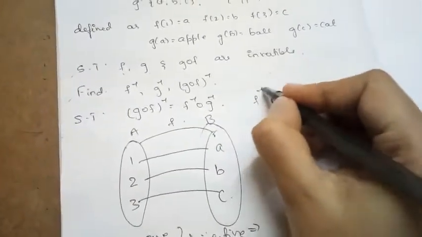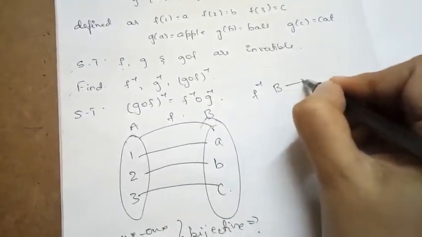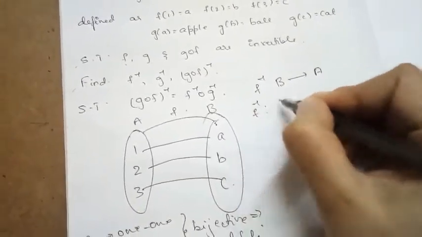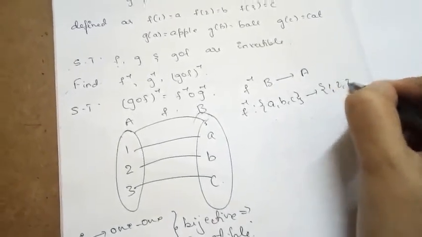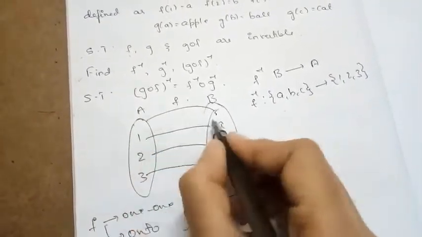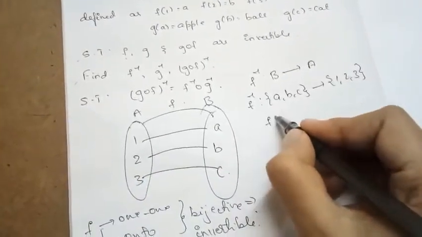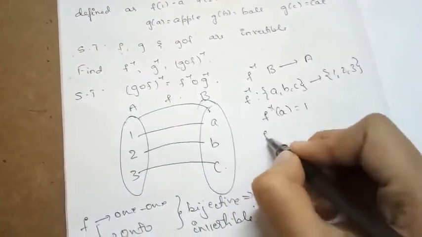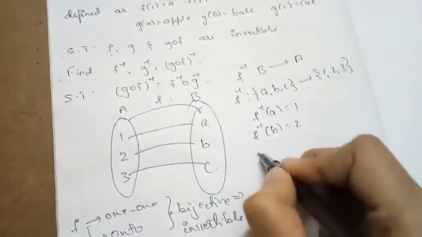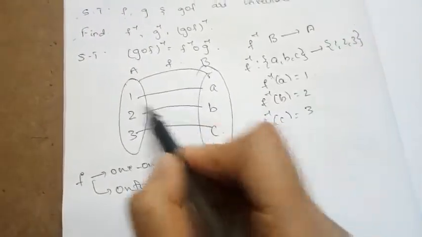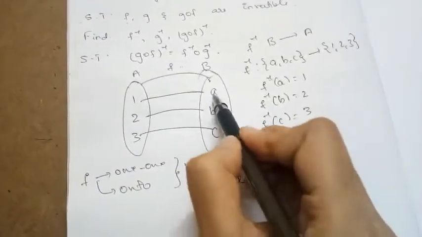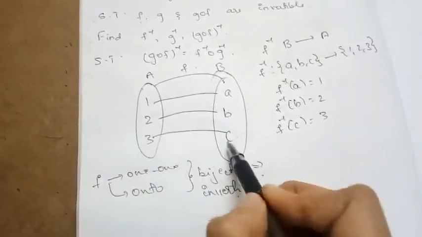So it is an invertible function, which means f inverse is a function defined from set B to A, that is f inverse is defined from set {a, b, c} to set {1, 2, 3}. So how will it be? If f of 1 is a, then f inverse of a is 1, f inverse of b is 2, and f inverse of c is 3. This is the invertible function, because you can see clearly it is invertible. So f inverse of a is 1, f inverse of b is 2, f inverse of c is 3.